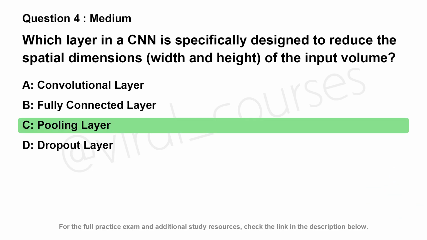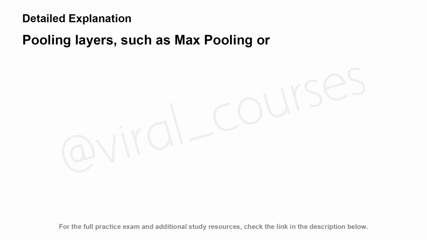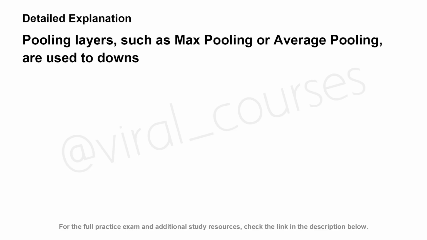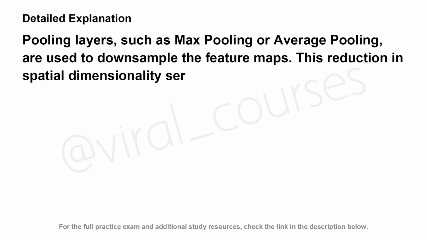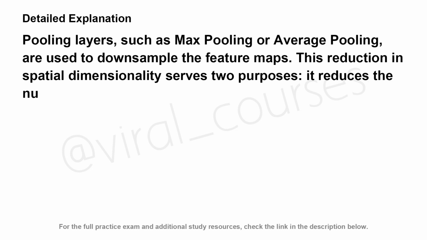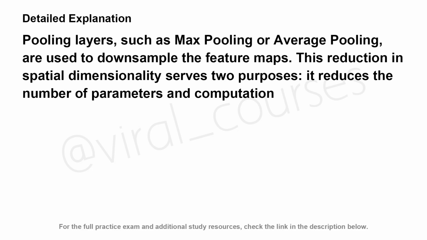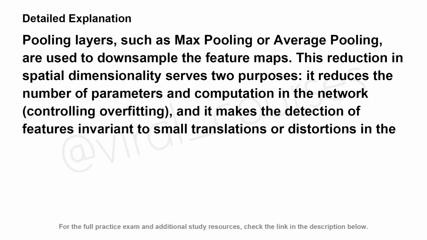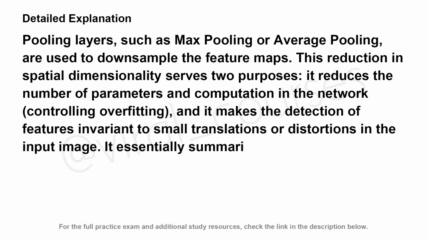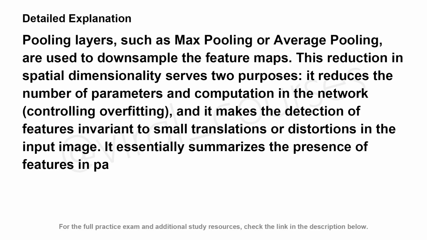The correct answer is C. Pooling layers, such as max pooling or average pooling, are used to downsample the feature maps. This reduction in spatial dimensionality serves two purposes. It reduces the number of parameters and computation in the network, controlling overfitting, and it makes the detection of features invariant to small translations or distortions in the input image. It essentially summarizes the presence of features in patches of the feature map.